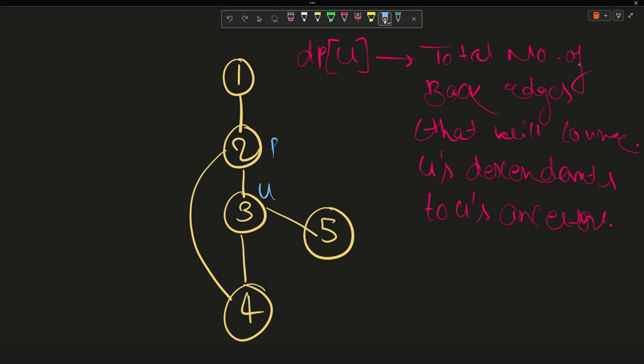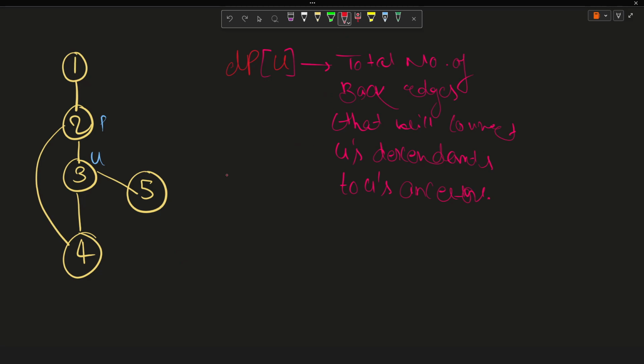So how will we calculate this total number of back edges present between u's descendants, that is this part, and u's ancestors, that is this part, right? So this DP of u will be equal to the total number of back edges up from u, right?